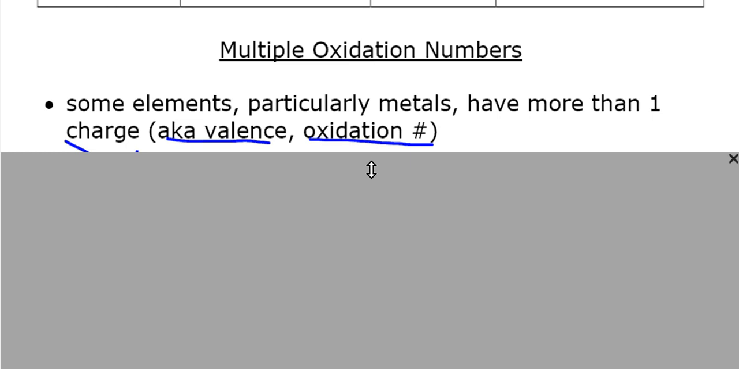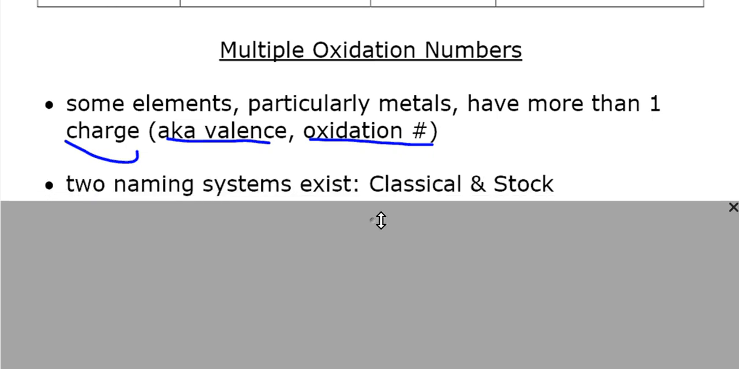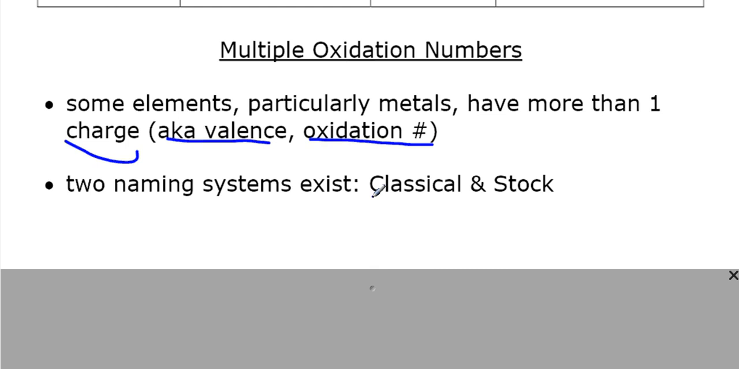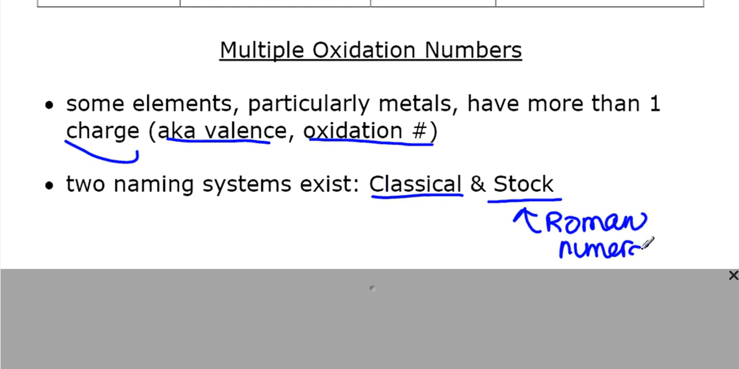In grade 10, you would have learned one naming system with Roman numerals, but there's actually two. So what are the two naming systems that exist? One is called the classical system, and one is called the stock system. The stock system is the one with the Roman numerals. And the classical one is new, and it uses different endings.